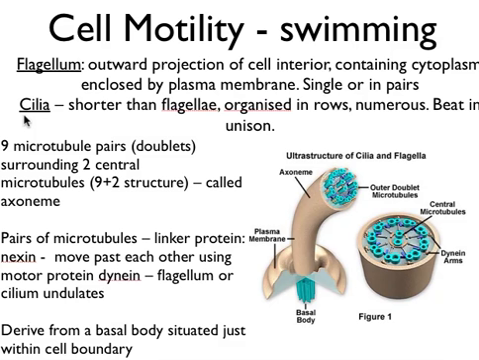Cilia are kind of like flagellum, but they're shorter and they're organized in rows, and the cell can have numerous cilia. They usually beat in unison. Both these structures are organized in a 9+2 structure called axoneme. This means that there are 9 microtubule pairs, which are these around it. You can count 1, 2, 3, 4, 5, 6, 7, 8, 9. These are called doublets because they're in pairs, so double. And they surround 2 central microtubules. That's why it's called 9+2, because there are 9 around it and 2 in the middle.